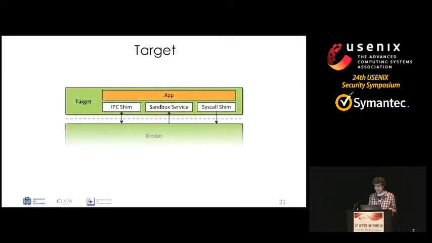Let's start with the target. The target hosts the untrusted application code, as we have seen before. And it contains three more components: an IPC shim, the sandbox service, and the syscall shim. The purpose of the IPC shim is to divert all binder IPC to the broker. And here we leverage the fact that all binder communication is bootstrapped through the service manager, a central service registry that hands out binder handles to other system services to the app.